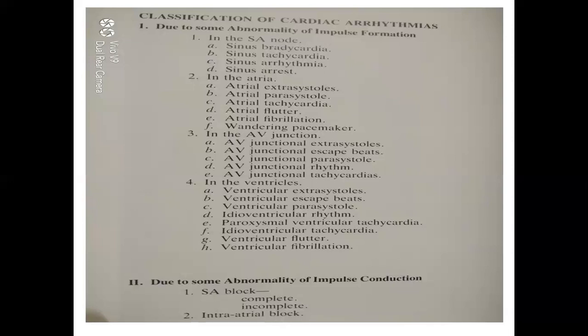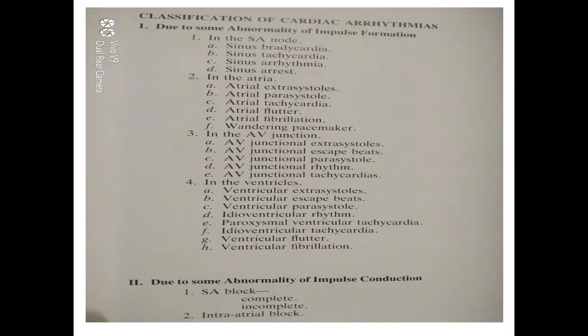P wave is from the SA node. If it is coming from the AV node, you will have only QRS, no P. Atria gives multiple P waves. In the third one, no P. Is it getting clear? Yes, in AV, no P.